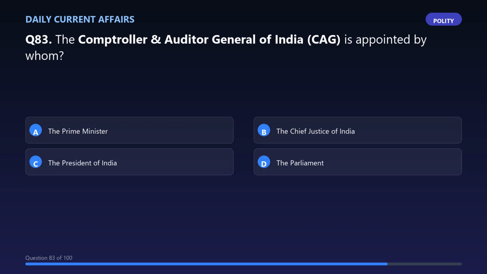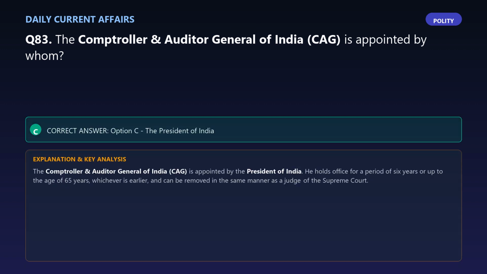Question 83. The Controller and Auditor General of India, CAG, is appointed by whom? The correct answer is option C, the President of India. Explanation: the Controller and Auditor General of India, CAG, is appointed by the President of India. He holds office for a period of 6 years or up to the age of 65 years, whichever is earlier, and can be removed in the same manner as a judge of the Supreme Court.